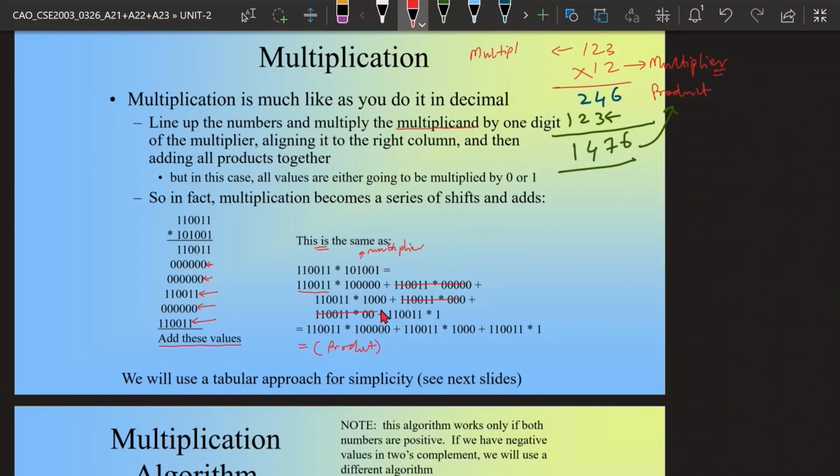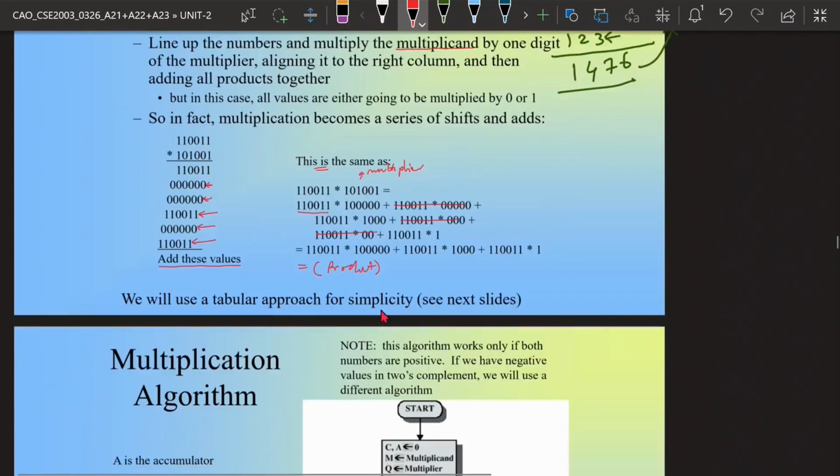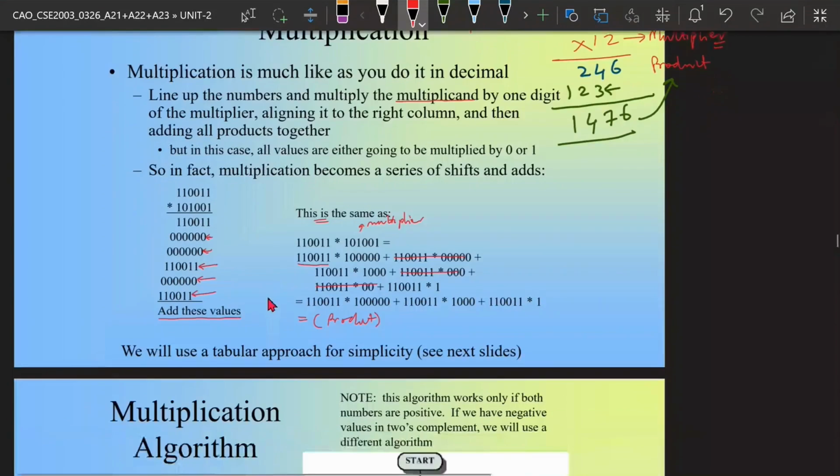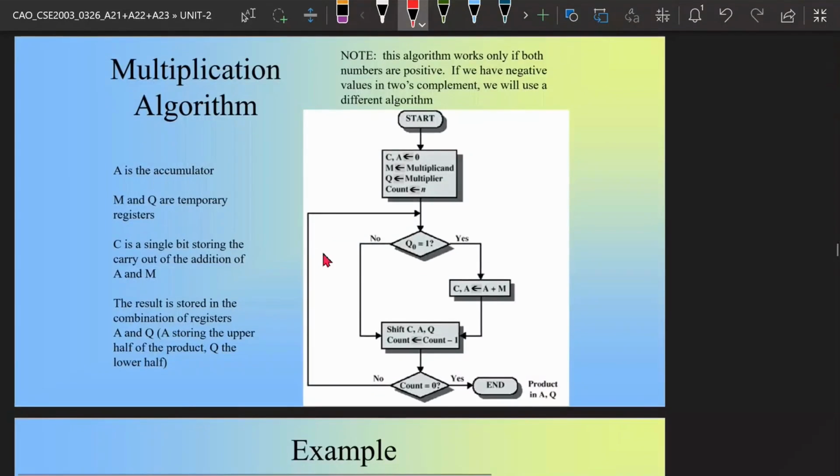So a similar concept we can implement in the case of the algorithm. Basically, instead of multiplying and shifting, we can make this into an algorithm. So the algorithm for multiplying is given like that. Here this multiplication algorithm will only work if both numbers are positive. This algorithm will only work if both the numbers that we are going to multiply are positive numbers.